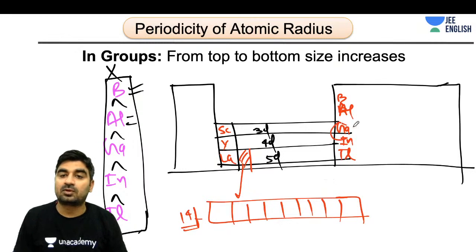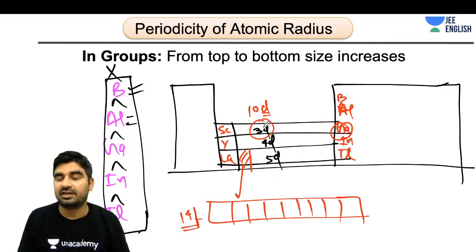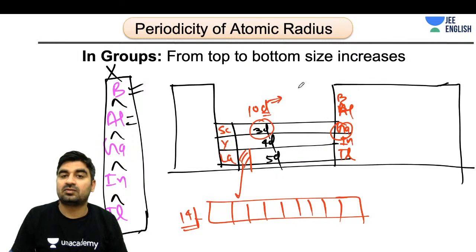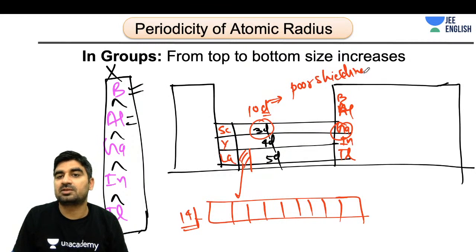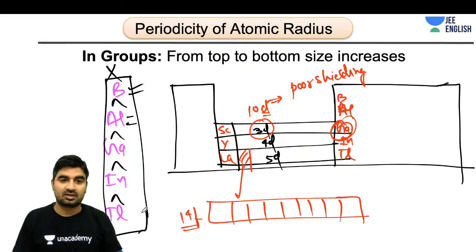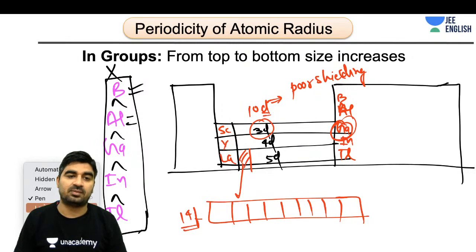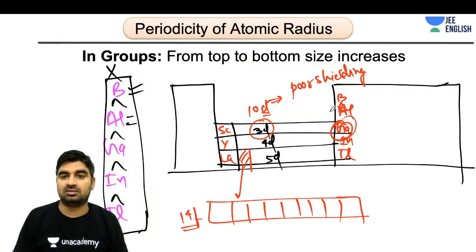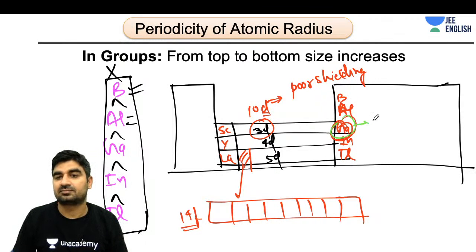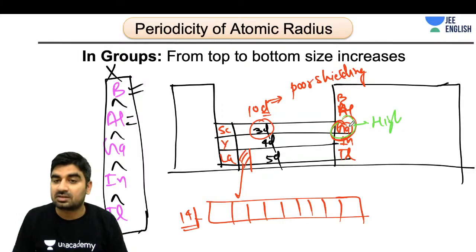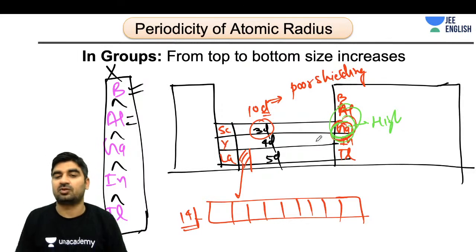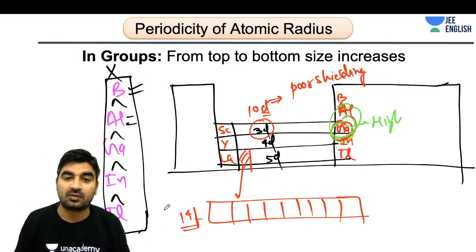So before gallium, we have 10 d electrons, 3d electrons, and d electrons will have poor shielding effect. Poor shielding means poor repulsion, and poor repulsion means attraction will be very high. Got it? And if attraction is very high, this size will be reduced and it is approximately equal to aluminium.